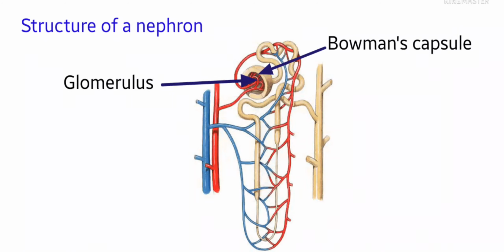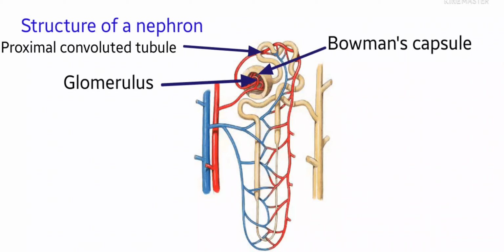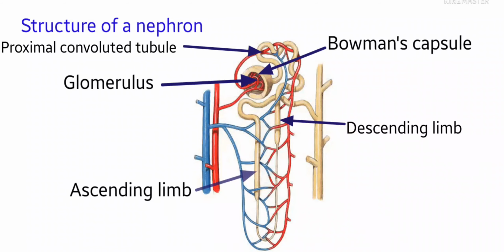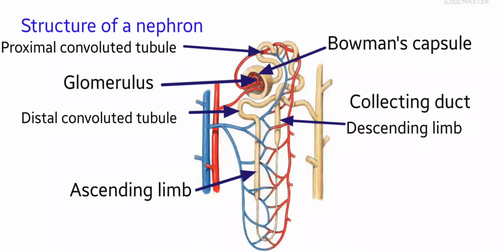Bowman's capsule leads to a coiled tube called the proximal convoluted tubule. It continues with the descending loop of Henle and then ascending loop of Henle, which leads to the distal convoluted tubule that joins to the collecting duct, which passes through the medulla to open into the pelvis.